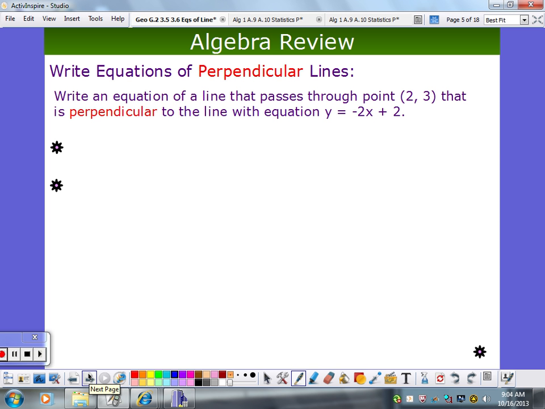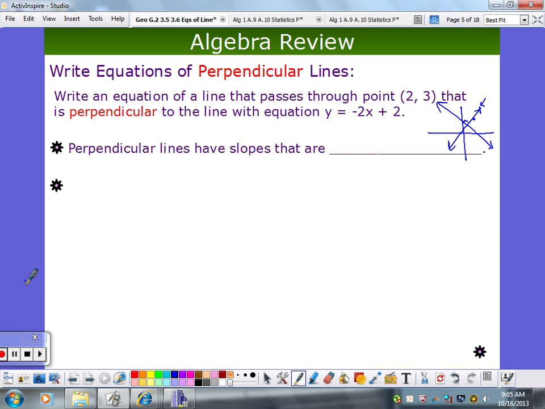Write an equation of a line that passes through this point (2, 3) that is perpendicular. So if we want to do a quick sketch of what we're thinking about here, y equals -2x plus 2, something like that. And then point (2, 3). So I'm actually looking for this line right here that is perpendicular. That's the line we're trying to find. So let's see.